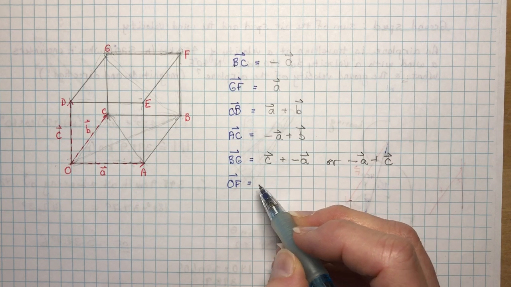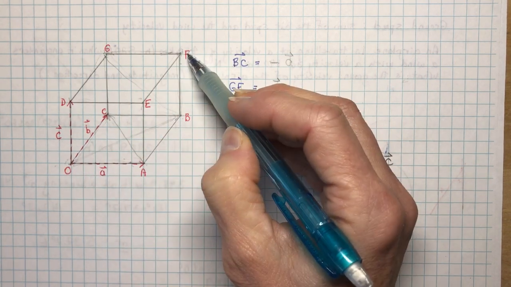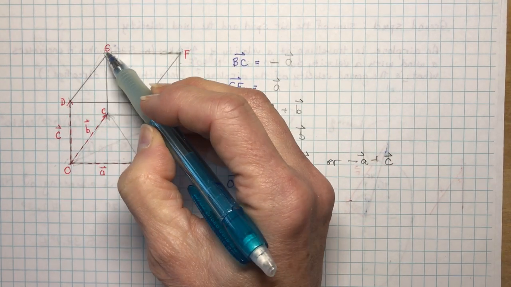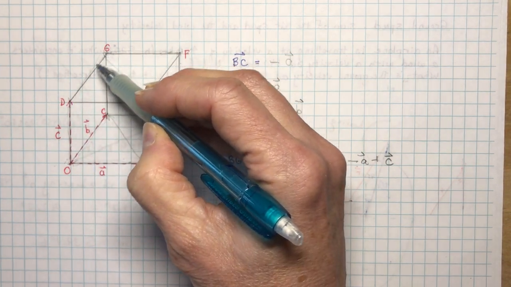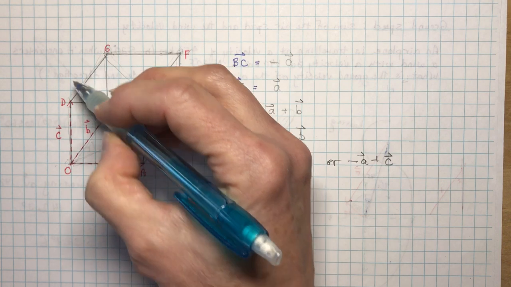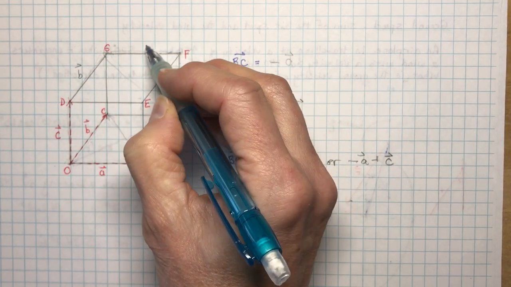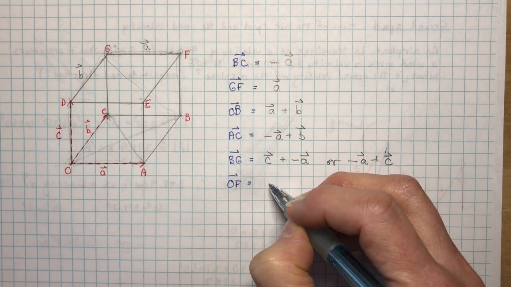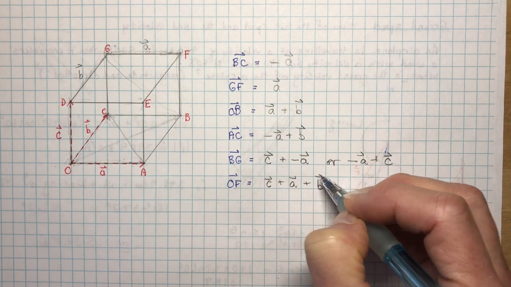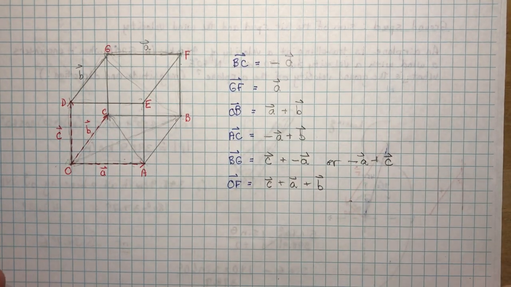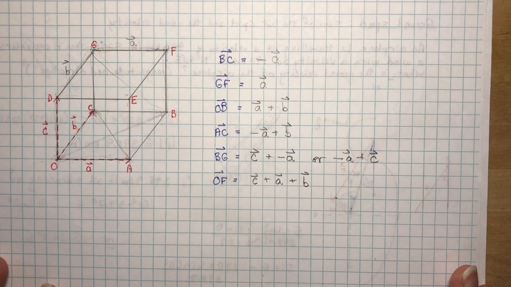And finally, what's O to F? How am I going to get from here to here? So I'd go up, down here, and across here. So what is this one? This is C. What is this vector here? Well, that's the same as this one, right? This is B. So I went C plus B, and then across here, that's A. So I can write it as C plus A plus B, or you could write it as A plus B plus C, your choice. Okay, so that is the end of this lesson.